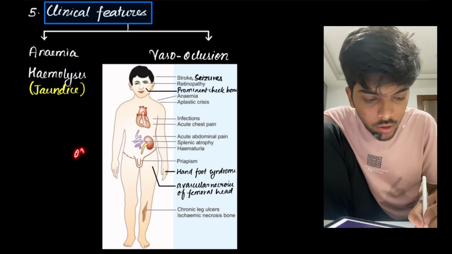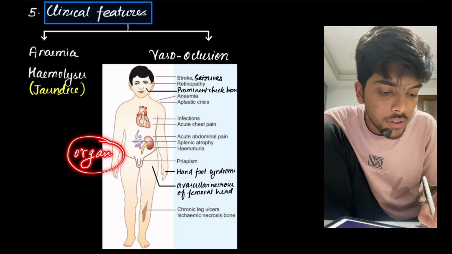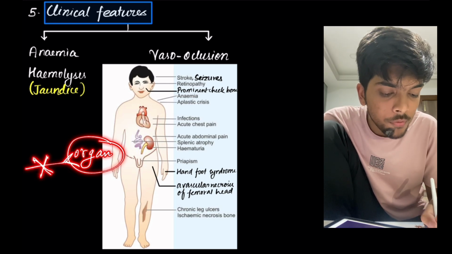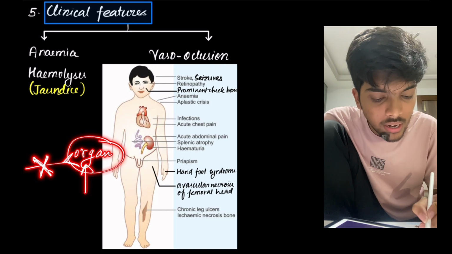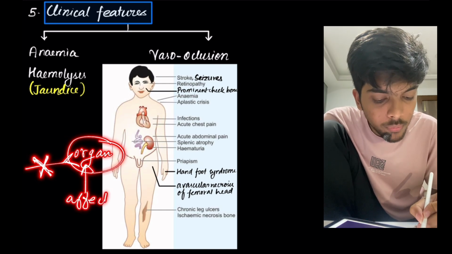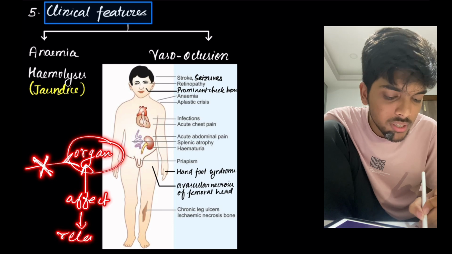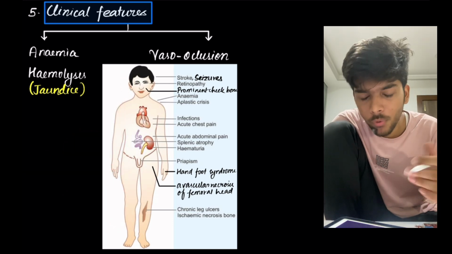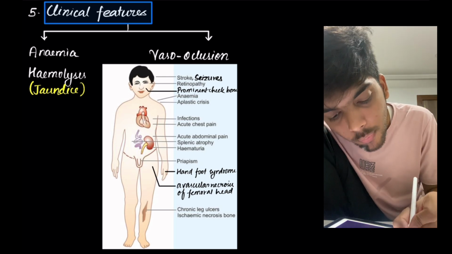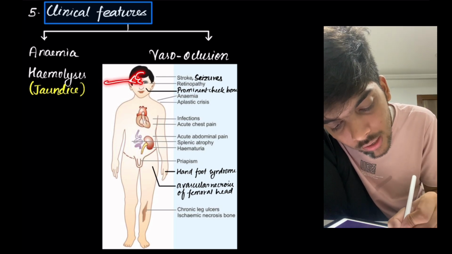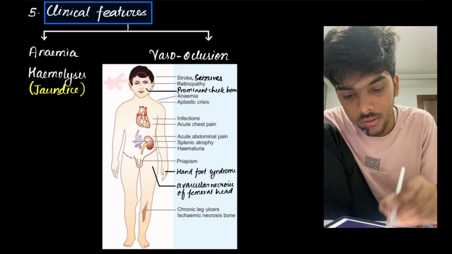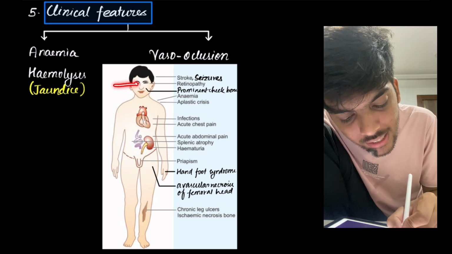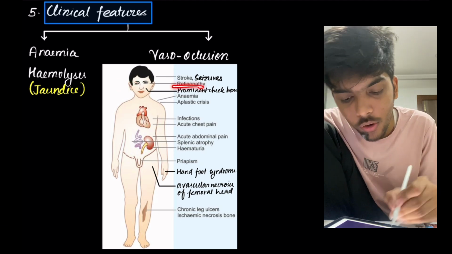Simple. You have your organ, you have the blood vessel supplying the organ. If the blood flow in this blood vessel is restricted, this organ gets affected and the problems occur related to the organ. Simple as that. So let's go from top to bottom one by one. One by one, we'll look at each of the organs. If the blood vessel supplying the brain gets occluded, there can be stroke and seizures. If the blood vessel supplying the eye gets occluded, there can be retinopathy.